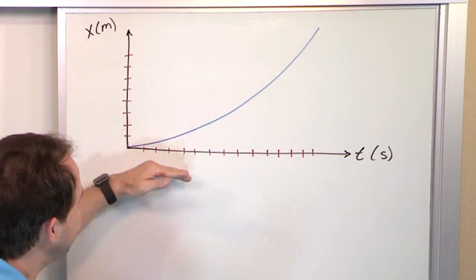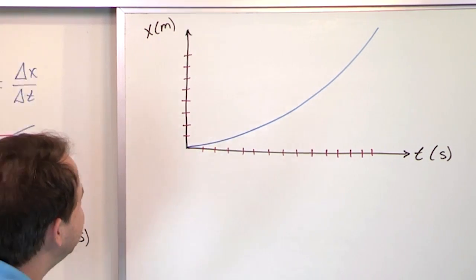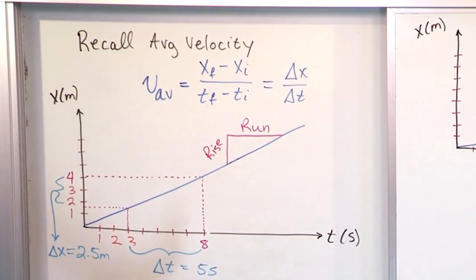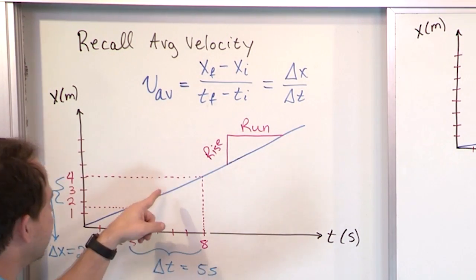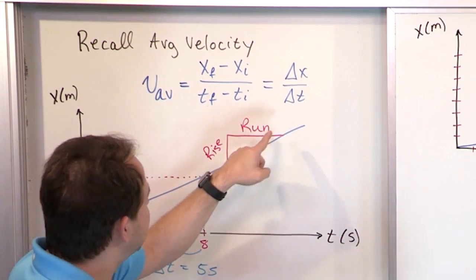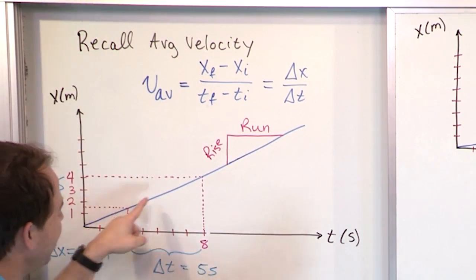Okay? So it was easy to calculate a velocity for this line because the average velocity is the same everywhere. So we could say, what is the velocity here? What is the velocity here? What is the velocity here? It's the same slope everywhere.